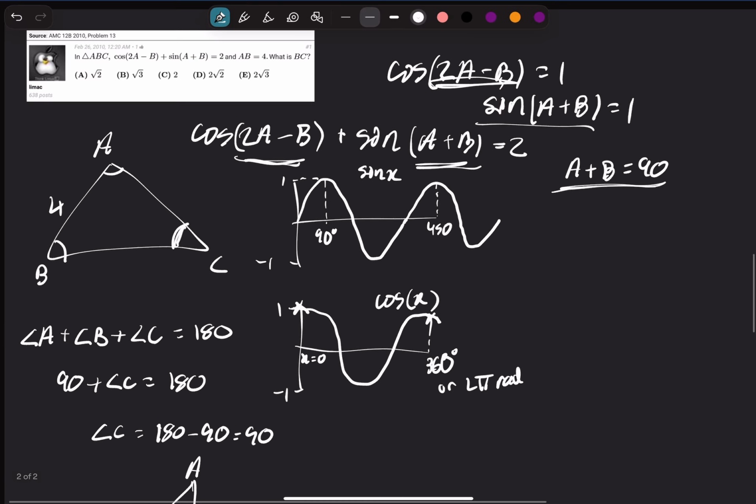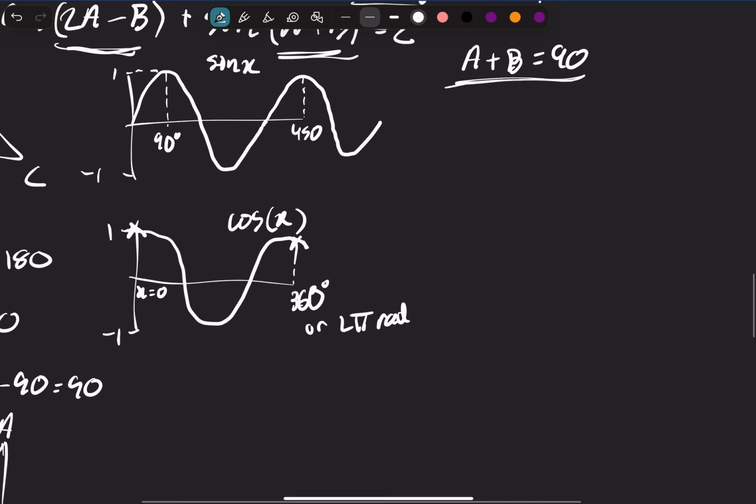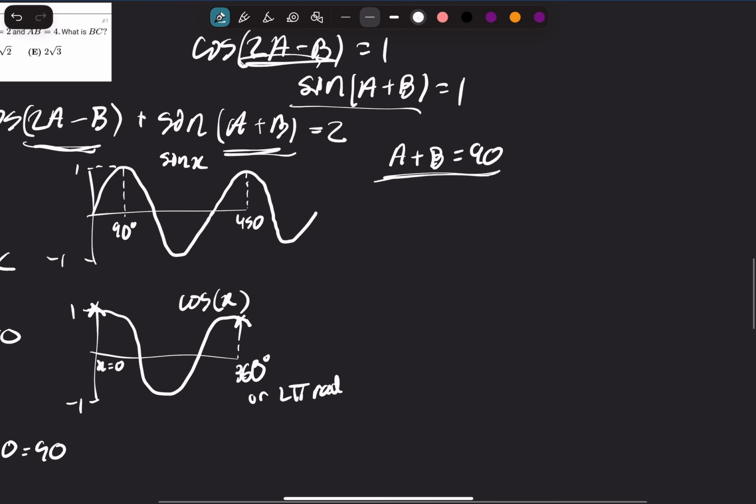So let's try them out. If we say cos of x is 1 at 360, in this case 2A minus B is 360.